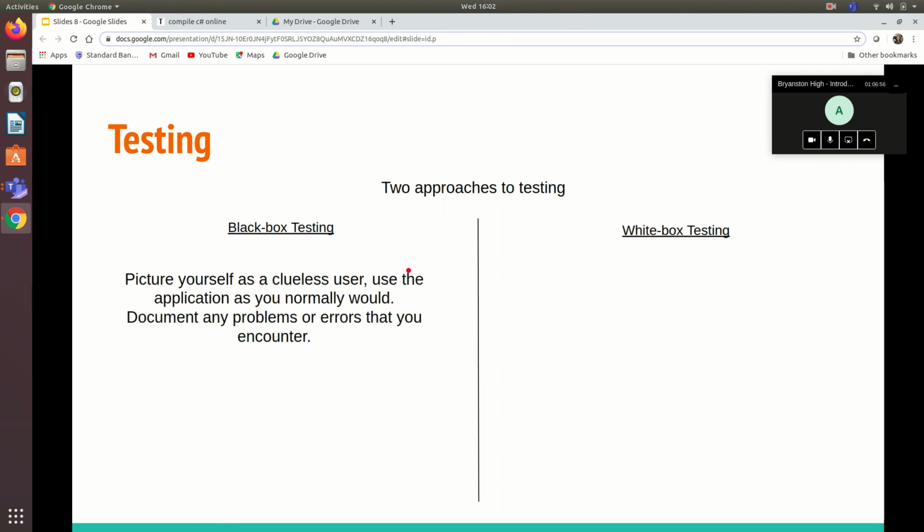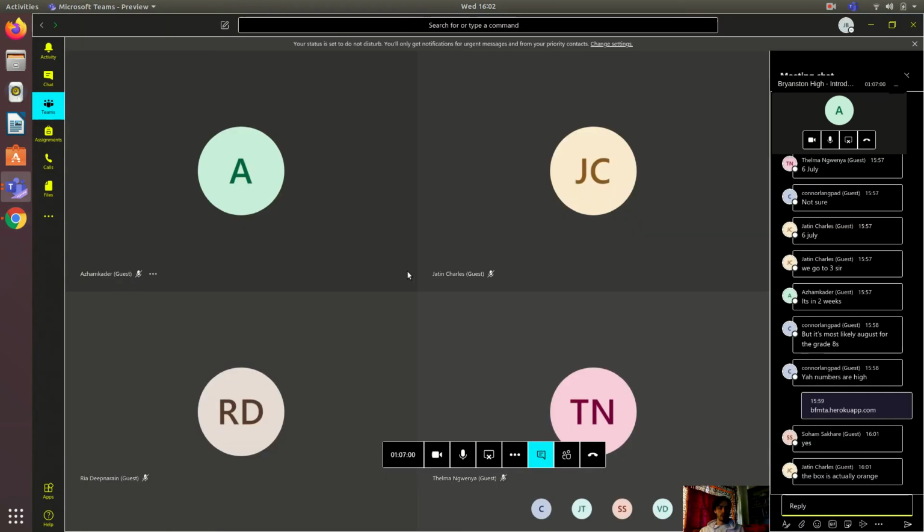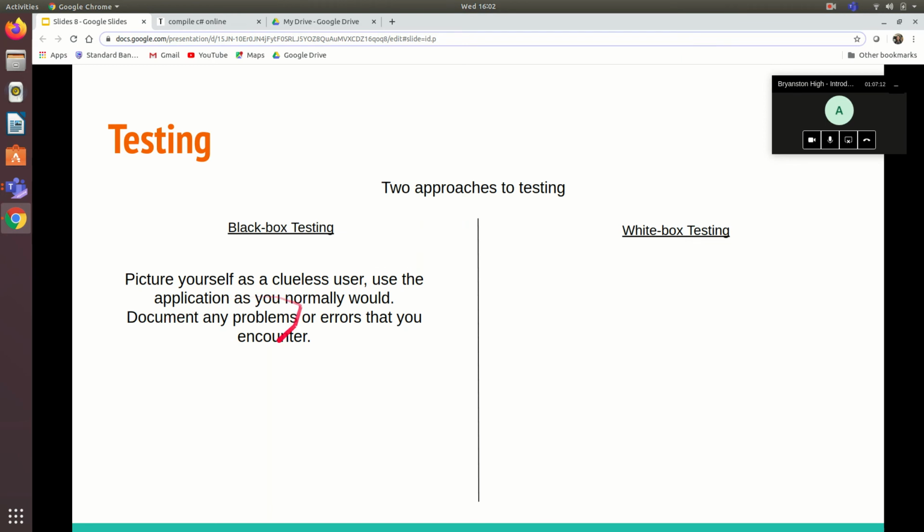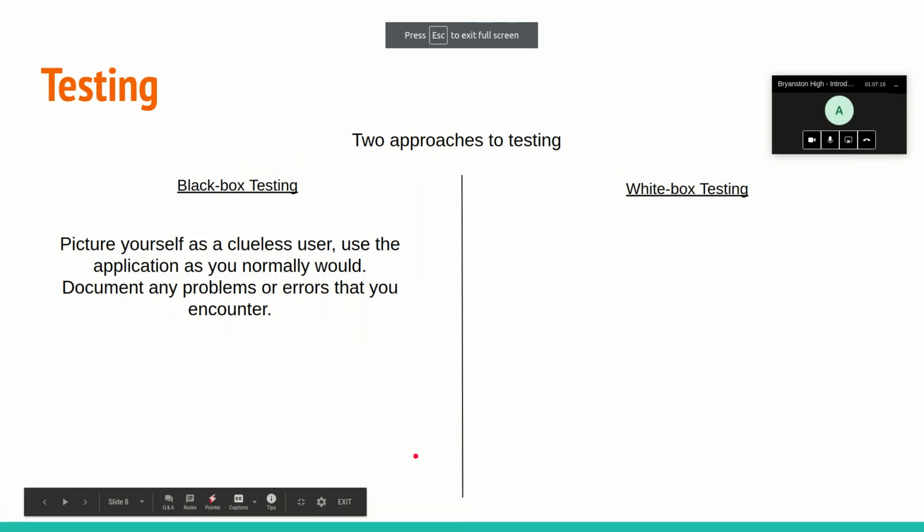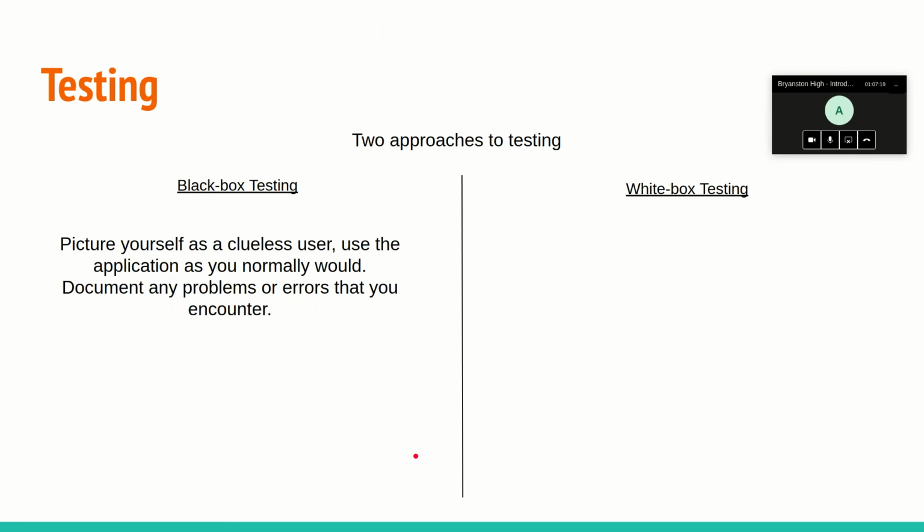So what it means in this context is you picture yourself. Remember, we have an application now, right? Like we've built this video uploading application, for example. We want to test how it works. So how black box testing would work is we picture ourselves as a totally clueless user. We just log on and see the website and click on things. We do what a user would do. And we just document whatever problems or errors or weird results occur.